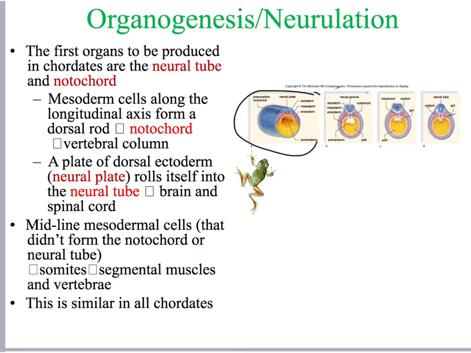On either side of the notochord, these cells here on the side of the notochord are called midline endodermal cells. These are called somites and eventually become segmental muscles and vertebrae. And if you can believe it, this process is similar in all chordates, all organisms with a spinal cord, which is why I have a picture of our little friend, the frog.